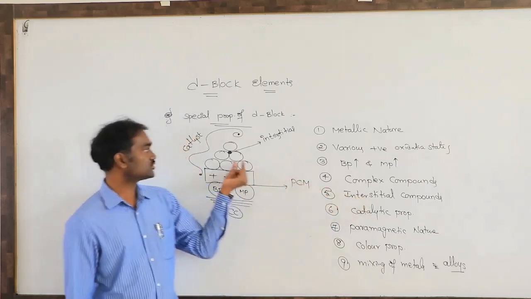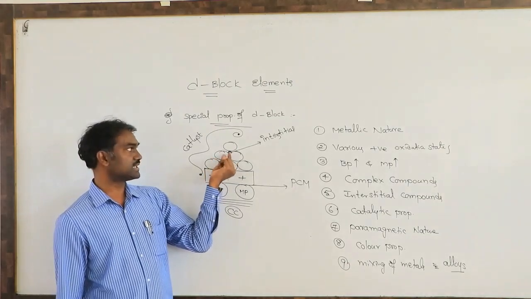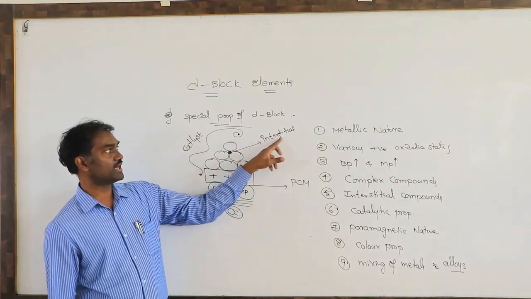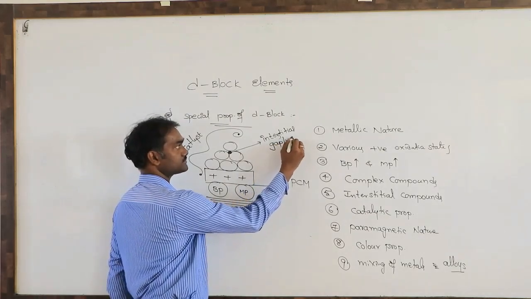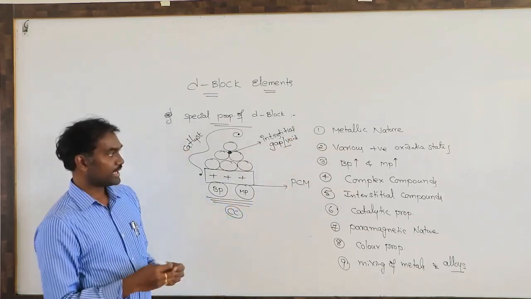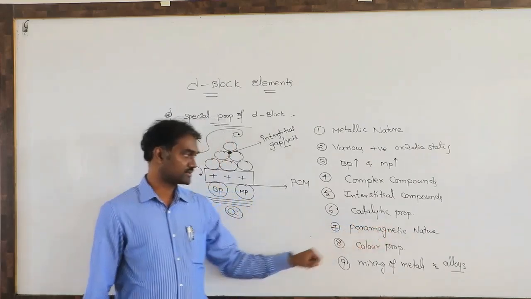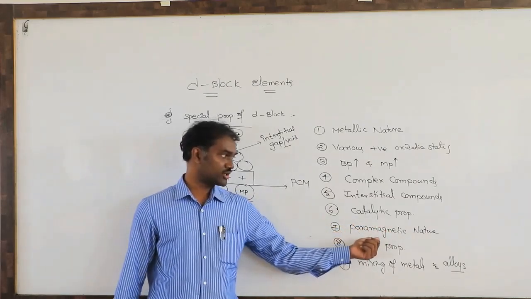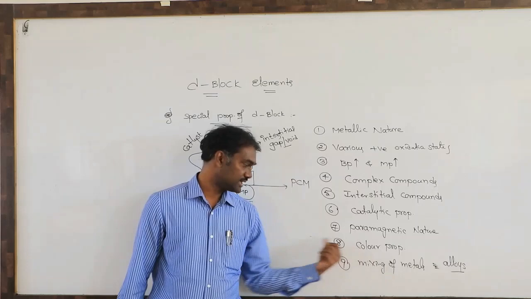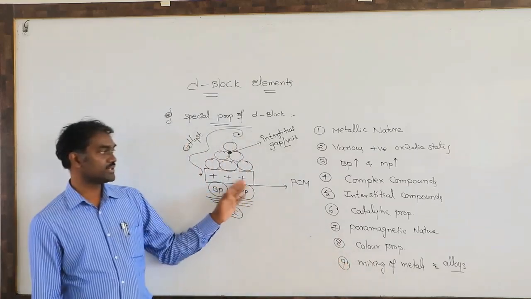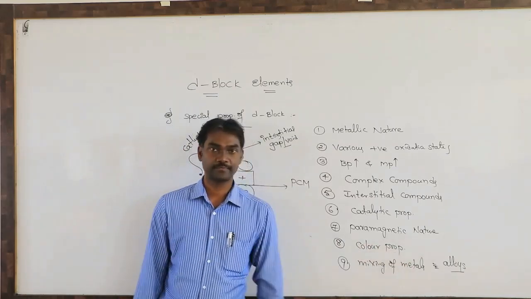Next, interstitial. That you call gaps. In the close packing of atoms, some gaps arise, and those gaps are occupied by something. So you call them interstitial gaps or voids. Next, these show a special property, that is catalytic property. Next, paramagnetic. Why these show paramagnetic nature, we will explain. Next, another property, color property. Next, these easily mix with each other. When one metal mixes with another metal, it is called an alloy.